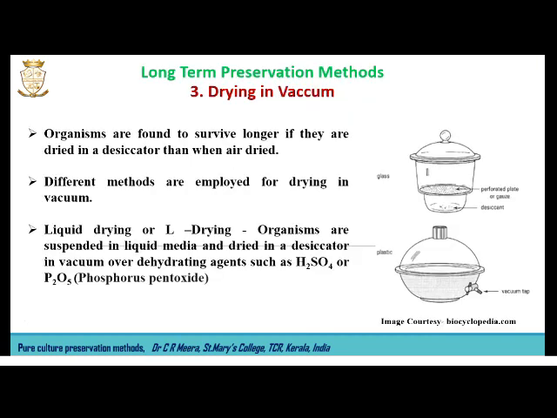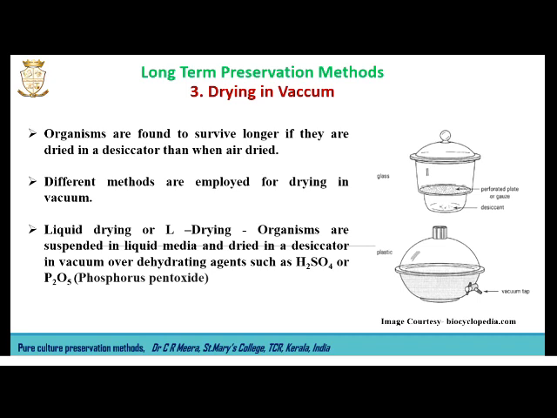Coming to the next method of long-term preservation, that is drying in vacuum. Organisms are found to survive longer if they are dried in a desiccator than in air. Different methods are employed for drying in vacuum. For performing drying in vacuum, we require two things. One is a desiccator and the other one is a vacuum pump. Here we can see the diagram of a desiccator which can be connected to a vacuum pump.